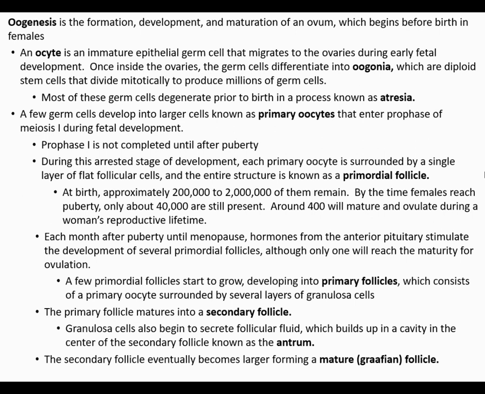A few of them will develop into larger cells known as primary oocytes. And these are our first actual real egg-developing cells. They are the ones that will begin meiosis I. They begin prophase I, but then they take a very long break. It will not be completed until after puberty, so probably a decade or more. During this arrested stage of development, each primary oocyte is only surrounded by a single layer of flat follicular cells, and our bubble is known as a primordial follicle.